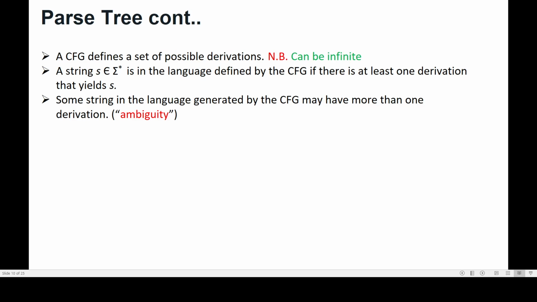So for a given context-free grammar, we have a set of valid derivations under the grammar, and this can be infinite. And the next thing is, if you have a sentence defined by the CFG for a particular language, this sentence must have at least one derivation. And some string in the language generated by the CFG may have more than one derivation, and this leads directly to the problem of ambiguity.